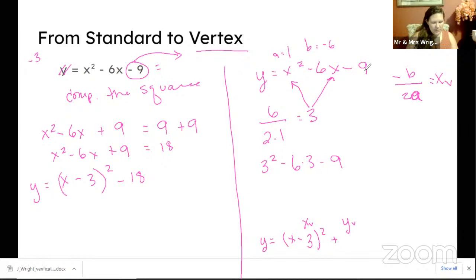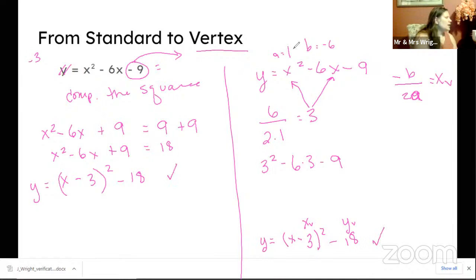So I'm going to do 3 squared minus 6 times 3 minus 9 equals negative 18. So my plus is going to have to change here to a minus 18. And did I get the same thing as before? (x minus 3) squared minus 18. I got the same problem.